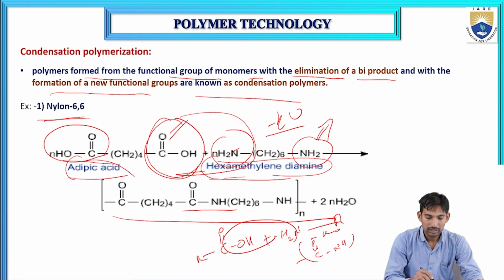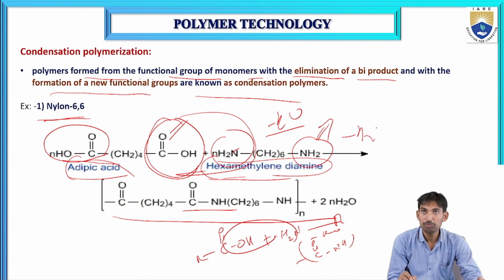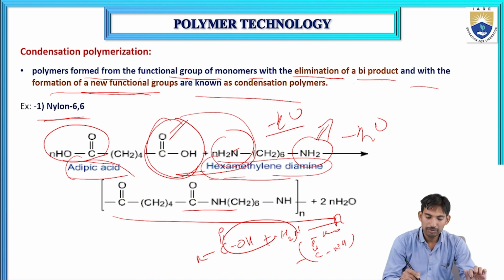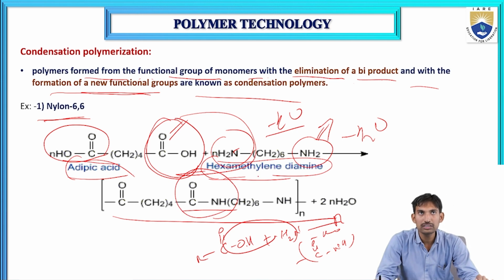Polymers formed from the functional groups of monomers with the elimination of a byproduct. Here there is elimination of the byproduct water with the formation of a new functional group. In the starting monomers there are carboxylic and amine functional groups. But in the product polymer, what is the functional group? A new functional group is formed, that is amide. This is the example for condensation polymerization.